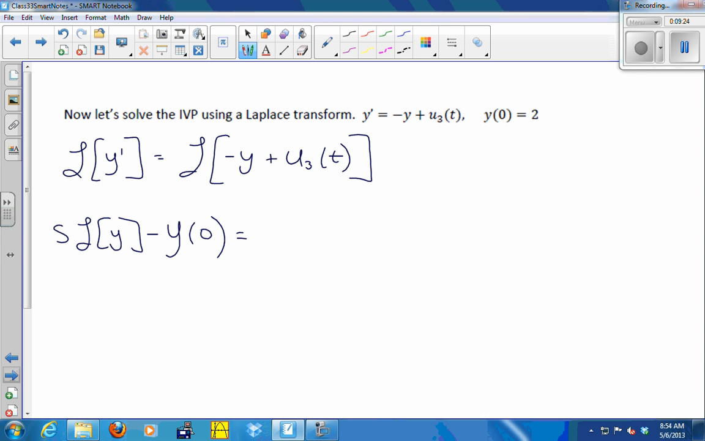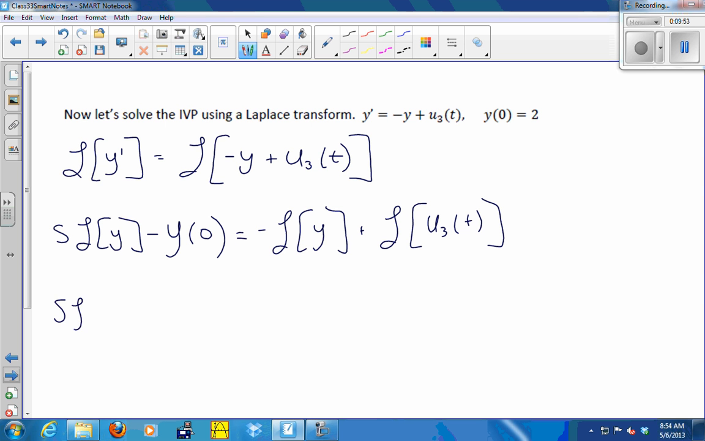And then I can use the linearity of the Laplace transform to pull the negative outside here. So I'm going to have negative the Laplace transform of y plus the Laplace transform of u3 of t. So you can take the Laplace transform of each piece separately, and any constants you can pull out in front of the Laplace. All right, so I can plug in my initial value. So replace y of 0 with a 2.